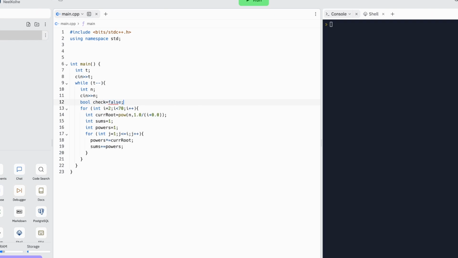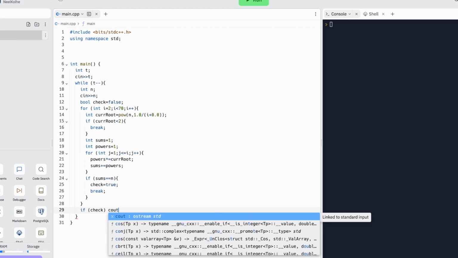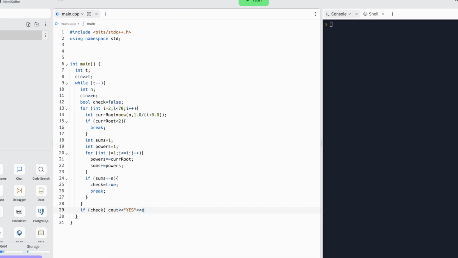Now we'll implement a Boolean checking variable to see whether or not we've achieved our n through some variation of the current root. And obviously, if our current root is less than 2, we failed, as we've taken a power much too large. Near the end of our loop, we will check whether or not our sum is equal to n, in which case we'll make check true. And finally, we're just going to output whether or not check came out to be true.